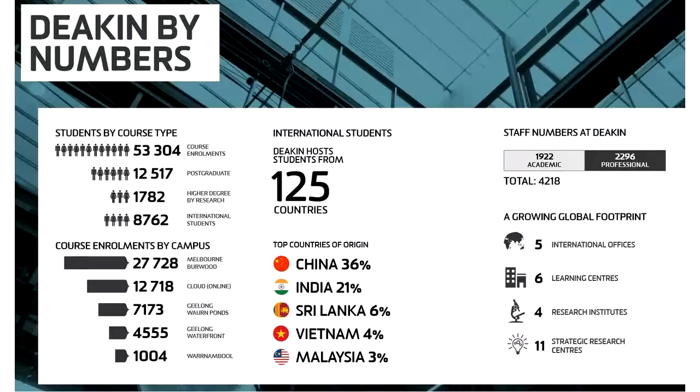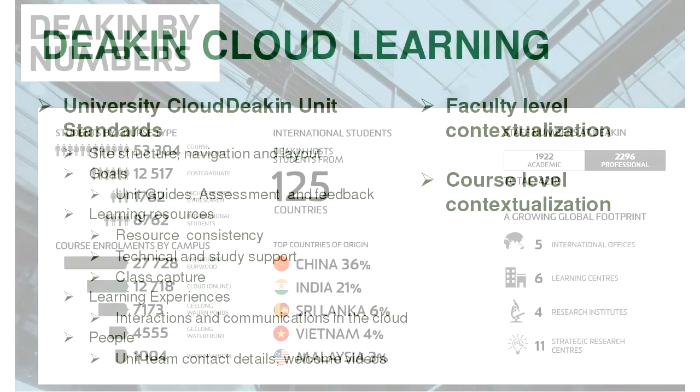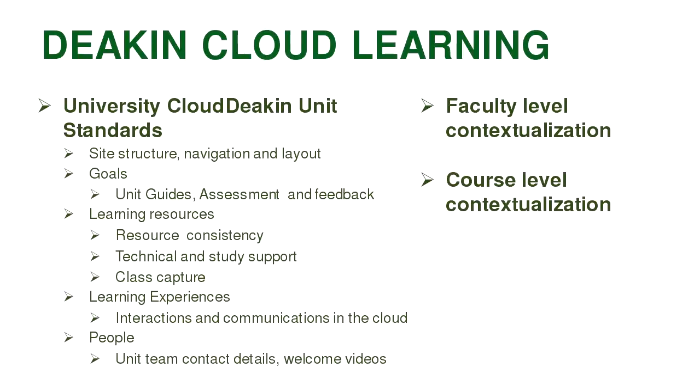So I think Chia's just shared the link to our one or two page standards at the moment. And like I said, it does focus on our site structure and layout going forward. So it does look at the type of goals, in terms of having information about assessment and feedback and unit guide information. We do focus on learning resources, having consistency, logical structure, the type of technical and study support information that's there. We also have another category on learning experiences in terms of how we interact and communicate with students. And obviously about the people, the contact details of the unit teaching team, and looking at ways that we can engage our students in the cloud as well using welcome videos.